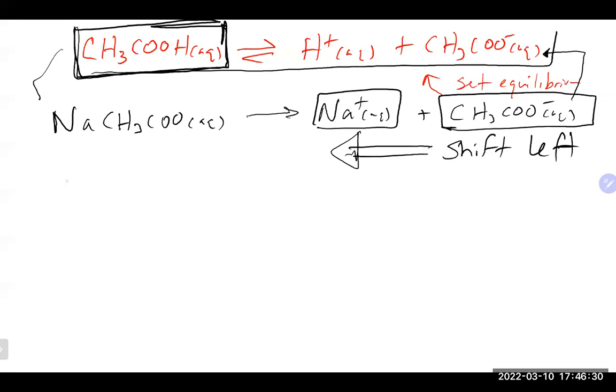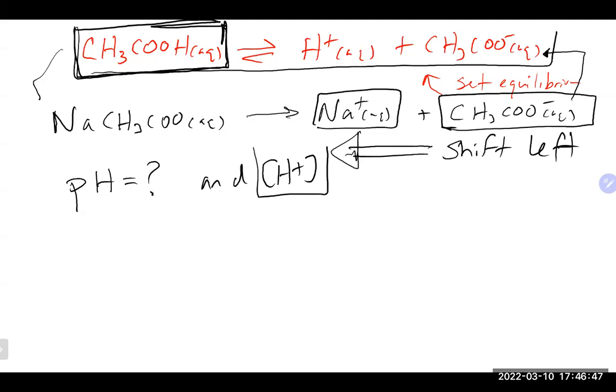So the double jeopardy question is, what happens to the pH and the H plus concentration in this case, as compared to just acetic acid by itself? We'll start with the H plus. Compared to acetic acid by itself, if you took acetic acid with sodium acetate in there, would we expect the H plus concentration to go up, to go down, to stay the same?